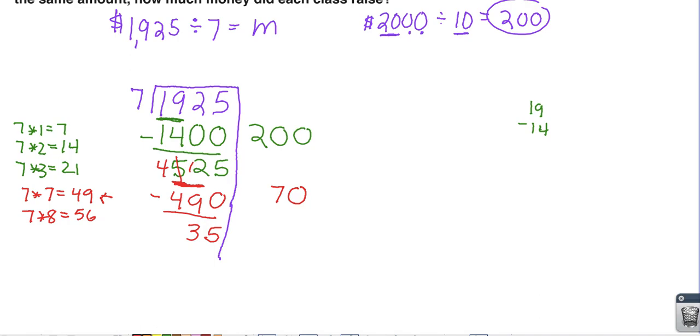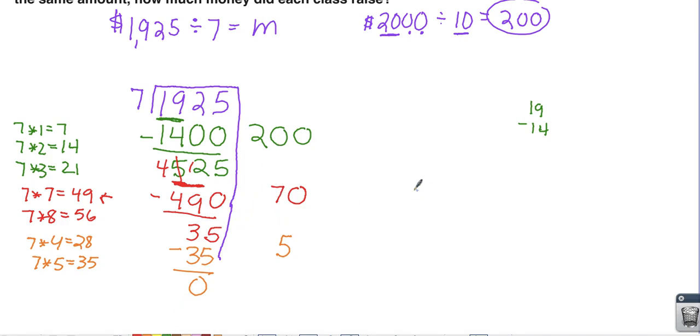I'm left with 35, which is still bigger than 7, so I have to divide one more time. Oh, I don't have a 35 in here. I skipped that. But I could go back to doing my 7 times 4, which I know would be 28. 7 times 5 is 35. Put my 5 on the outside here. 5 times 7 is 35. Subtract, I'm left with 0. 0 is less than 7, so I am done dividing.